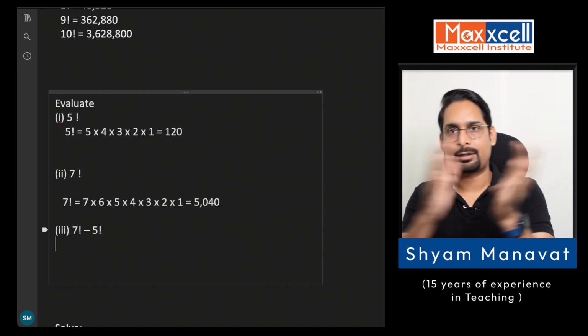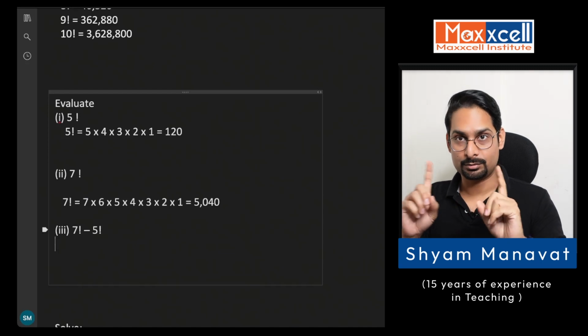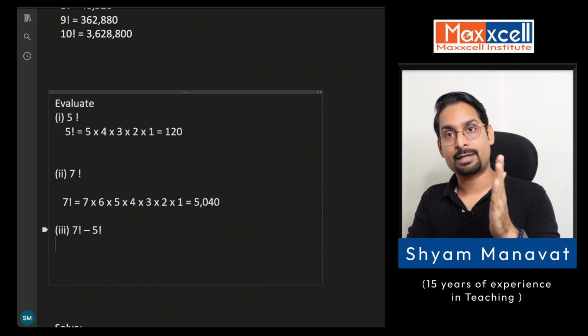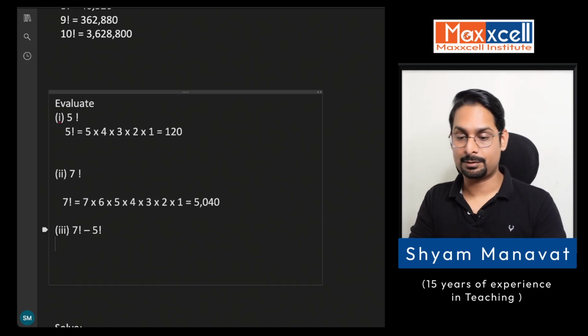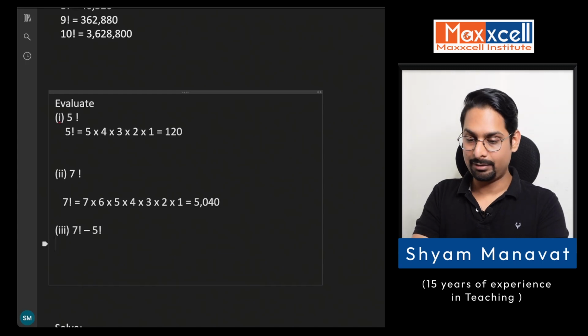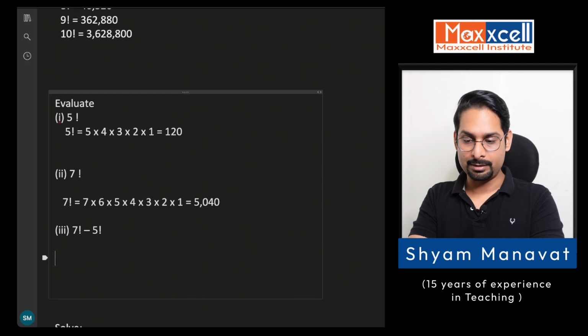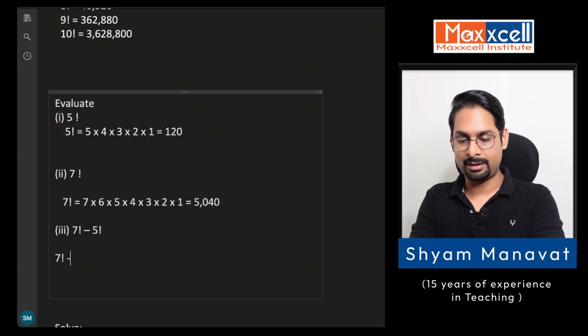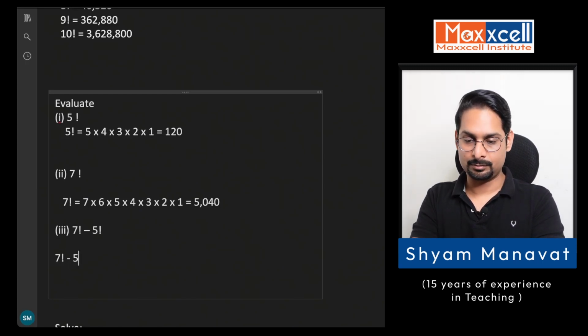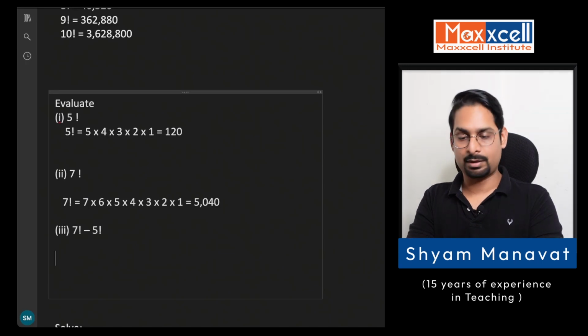Now, for 7 factorial minus 5 factorial, can we do 7 minus 5 factorial, as 7 minus 2, take factorial sign common? No, not at all. You cannot take factorial sign common, okay? Remember this. So, what you have here, you need to simplify 7 factorial separately, okay? And 5 factorial separately, okay? That is one way of doing.